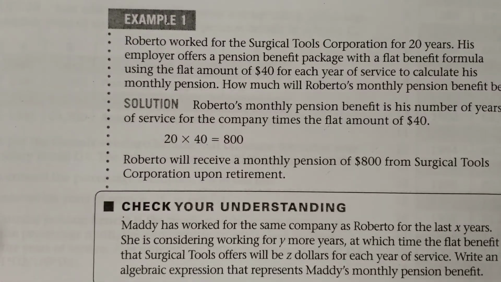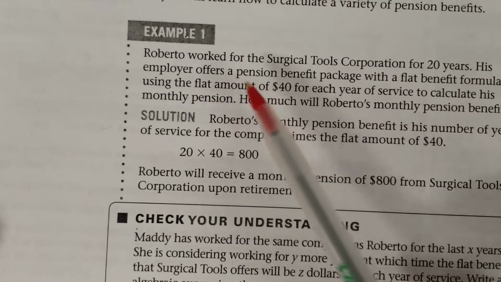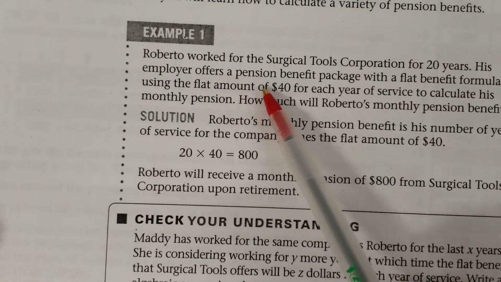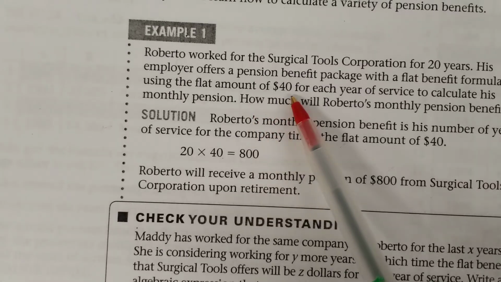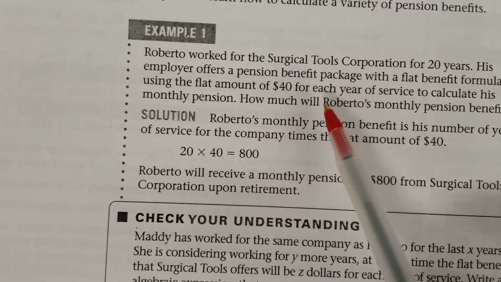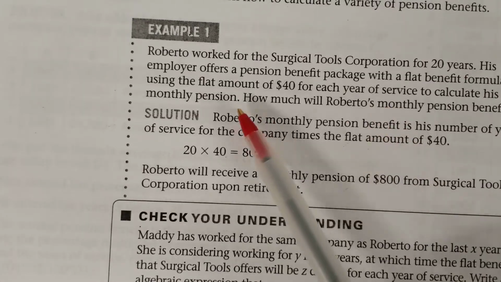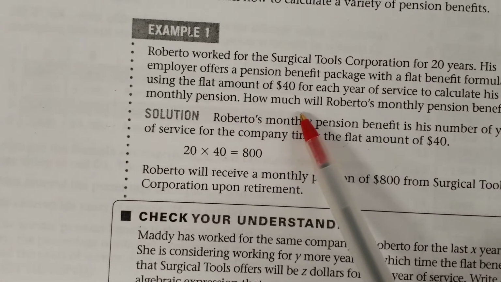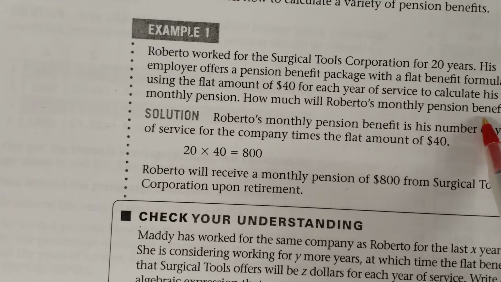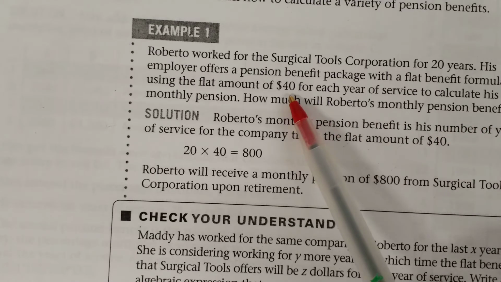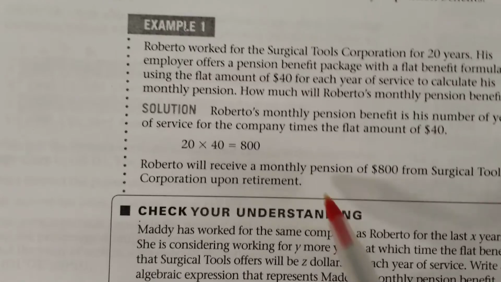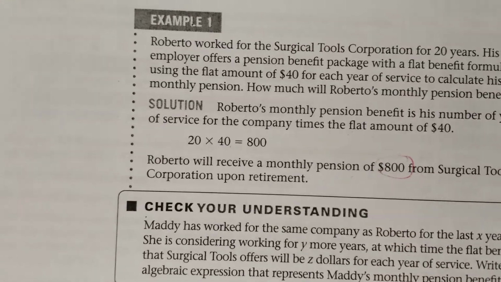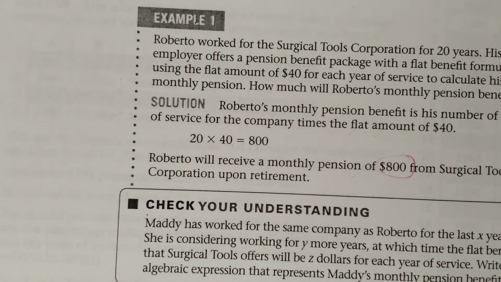Roberto worked for the Surgical Tools Corporation for 20 years. His employer offers a benefit package with a flat benefit formula using the flat amount of $40 for each year of service to calculate his monthly pension. How much will Roberto's monthly pension benefit be? Well, it's $40 for every year. He worked there for 20 years, so 40 times 20 is $800. So he's going to receive a monthly pension of $800 upon retirement.